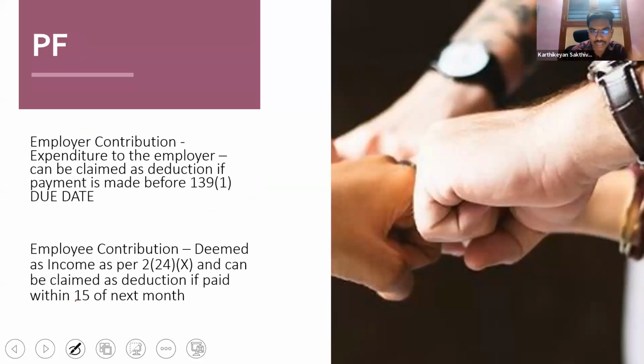Second, on the employer's contribution. This is a very big discussion. 36(1)(va) read with 43B and 47. So all these things will come. But since this is only for the purpose of exam, I'll just give you the crux. I'm not getting deep into the issue which is involved. So if you have PF, there will be two points. One is employer contribution, next one is employee's contribution. Okay, so employer contribution, if it is made before 139(1) due date, it can be claimed as deduction.